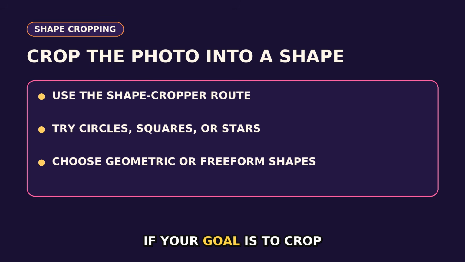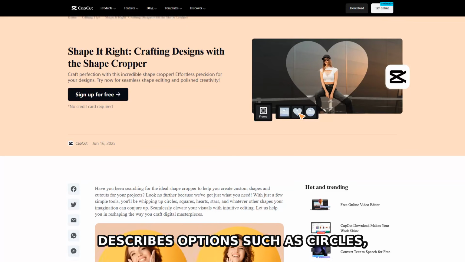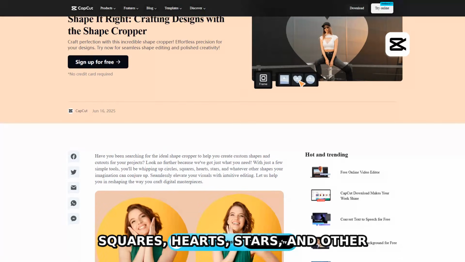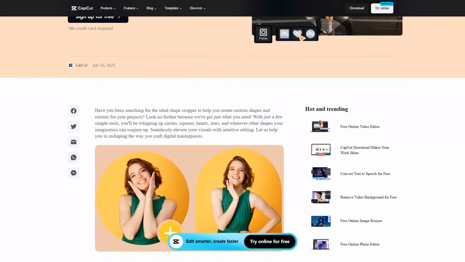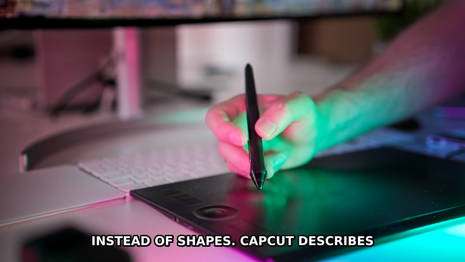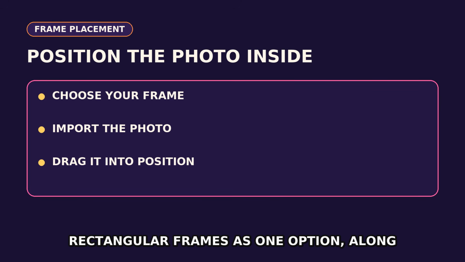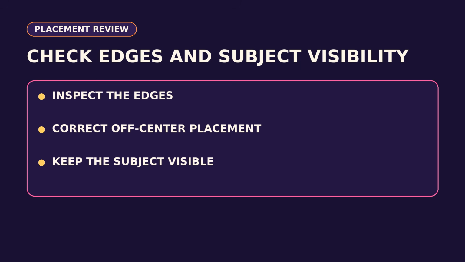If your goal is to crop the photo into a shape instead of placing a shape over it, use the shape cropper route. CapCut describes options such as circles, squares, hearts, stars, and other geometric or freeform shapes. For a framed result, use frames instead of shapes. CapCut describes rectangular frames as one option, along with other shapes for different visual styles.